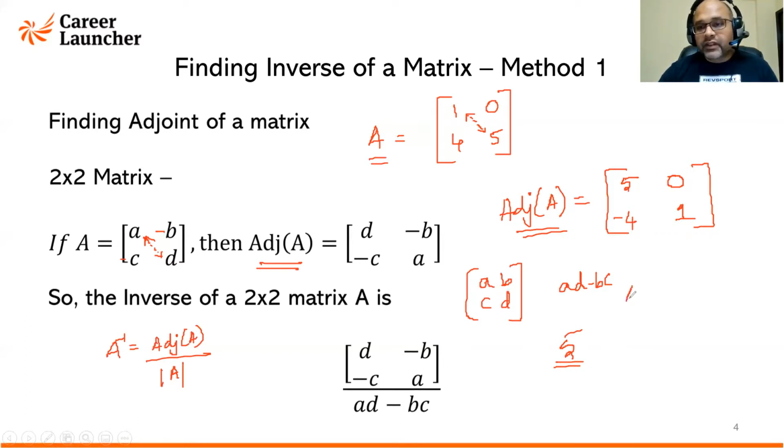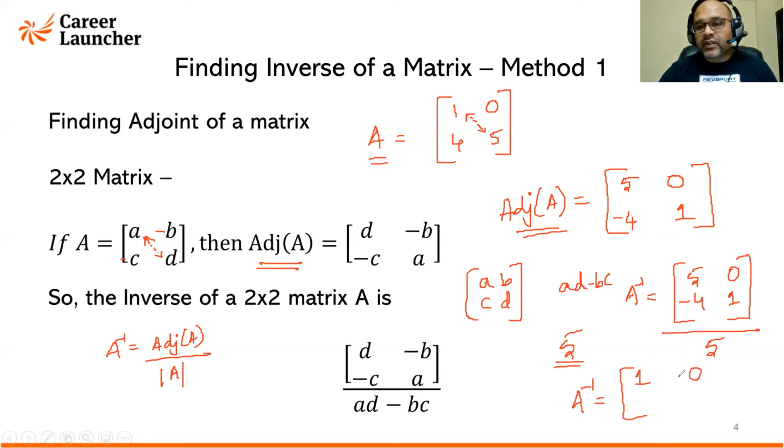Your A inverse will be 5, 0, minus 4, 1 divided by 5, which basically means take 5 inside. 5 inside means every element should get divided by 5. So that becomes 1, 0 by 5 is 0, minus 4 by 5 and 1 by 5. This will be called the inverse of A.